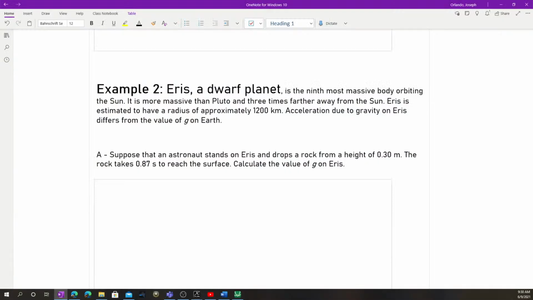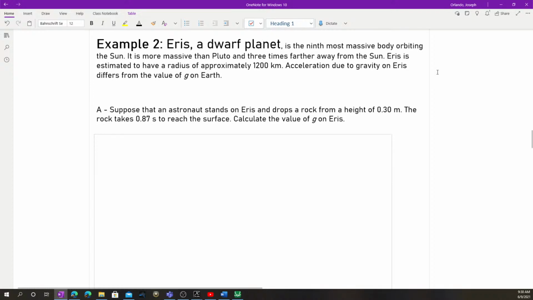Eris, bigger than Pluto, our friend a dwarf planet, is the ninth most massive body orbiting the sun. It is more massive than Pluto and 3 times farther away from the sun. Eris is estimated to have a radius of about 1,200 kilometers. Acceleration due to gravity on Eris differs from the value of g on Earth.